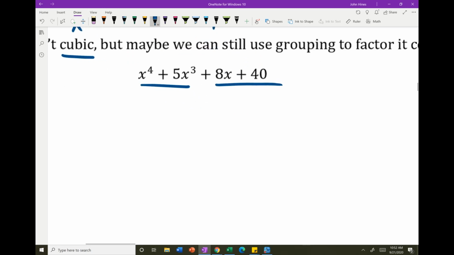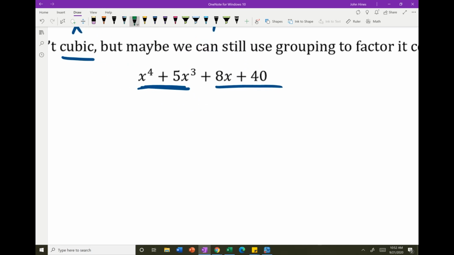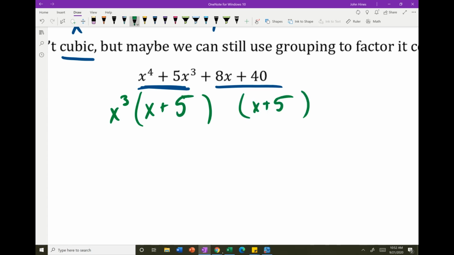But there's 4 terms, 1, 2, 3, 4. So let's try grouping. From these first 2 terms, it appears that I can take out an x to the third. And of course, the color changed late. And I'm left with x plus 5. I better get x plus 5 over here. Well, it looks like I need a positive 8. Positive 8, not just 8.